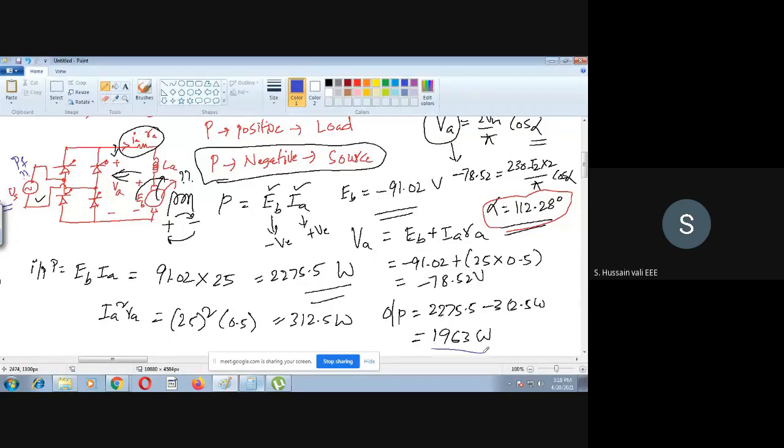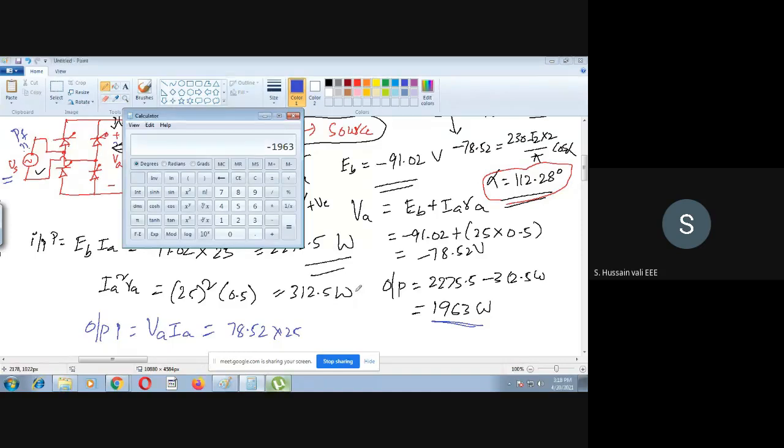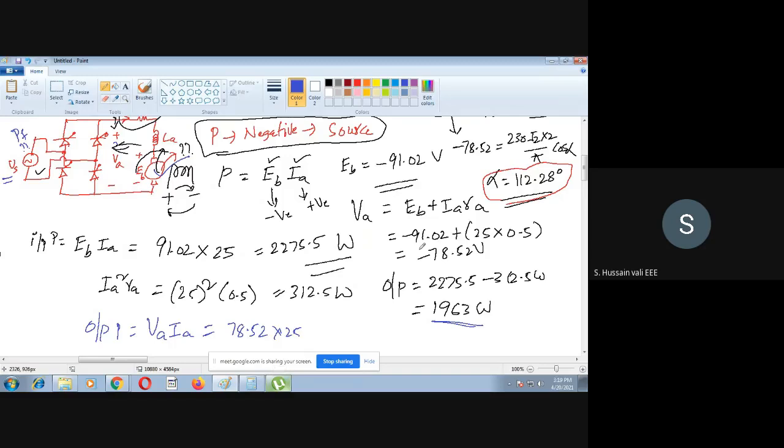We can find out this answer in another way also. See, the input power is VA into IA. VA into IA is the output power. See, now the motor is acting as a generator. So here it is generating, then there are some losses, then the remaining is this power. So VA IA, VA value how much we got here just now? 78.52, okay, into 25. So this way also you can find out, we must get more or less the same answer. 78.52 into 25, yeah, we got the same answer. 1963 watts. So this is how you find out the power that is going back to the supply. Okay, this is the answer for the second question.